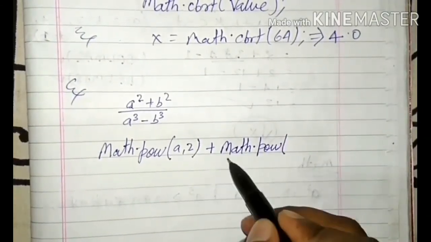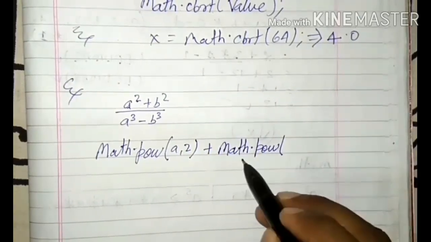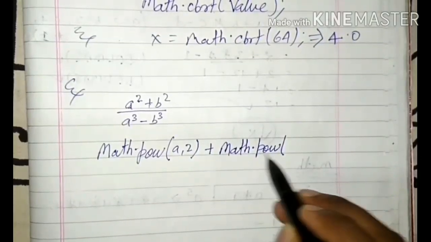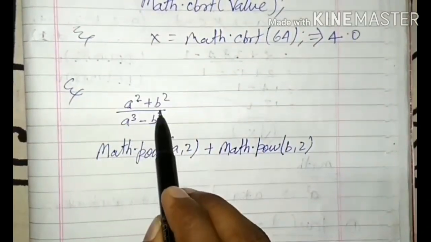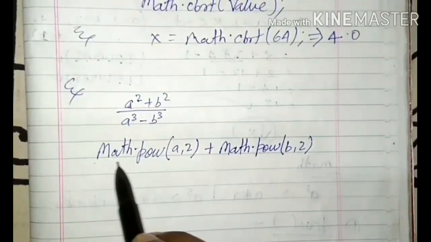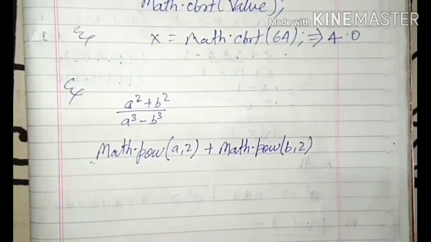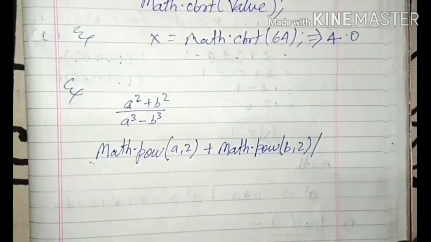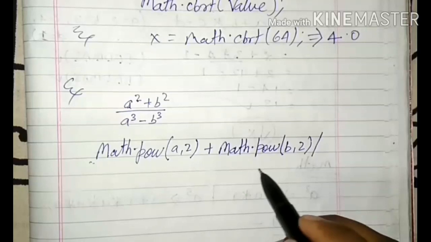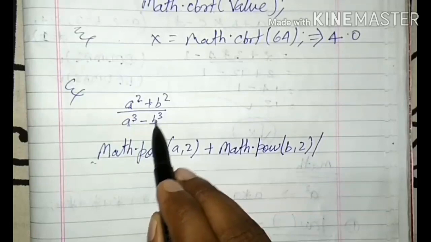Okay, let me remind you, m should be capital. If you write m small, your number will be deducted. Math.pow(b, 2), then whole divided by. You cannot use this divide sign like this. If you use this divide, your number will be deducted. How can we use this divide? Like this, divided by. And divided by what? Math a to the power 3 and b to the power 3.